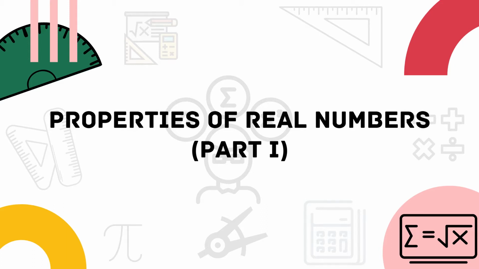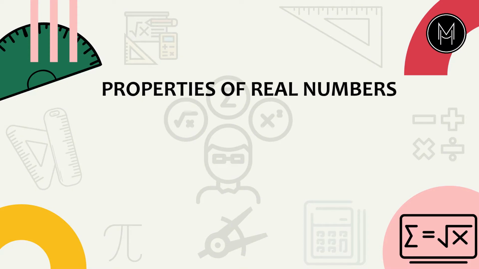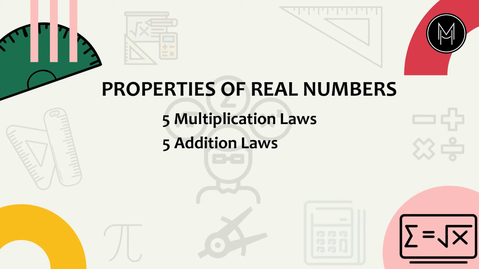First of all, let me tell you that the real numbers have 5 multiplication laws, 5 addition laws, and 1 distributive law. And we will first describe the addition laws and then we will move towards the others. So let's start with the addition laws.